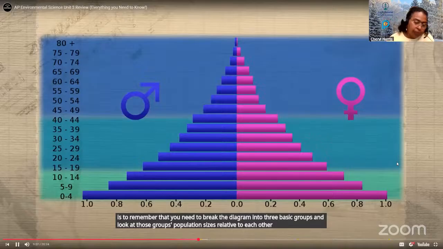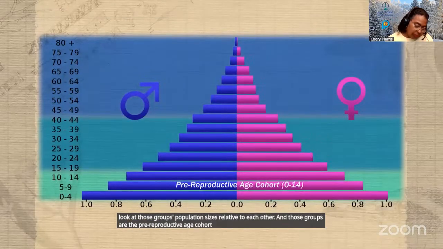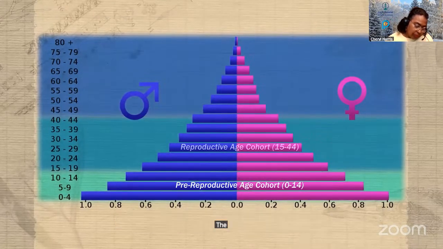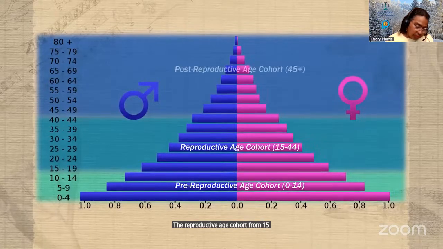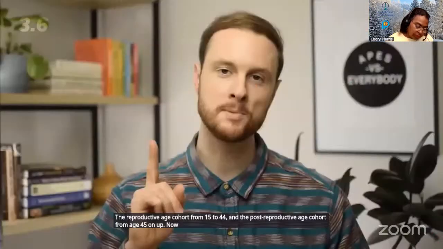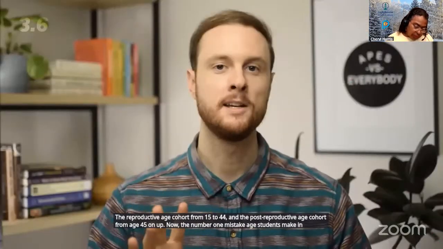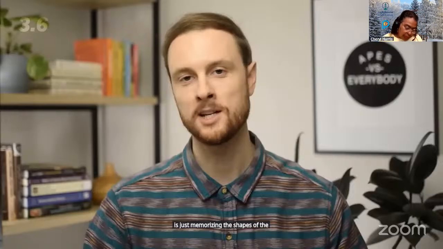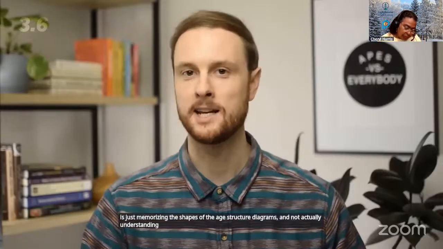And those groups are the pre-reproductive age cohort from 0 to 14, the reproductive age cohort from 15 to 44, and the post-reproductive age cohort from age 45 on up. Now, the number one mistake APES students make in Unit 3 is just memorizing the shapes of the age structure diagrams and not actually understanding what the different age cohort sizes mean.